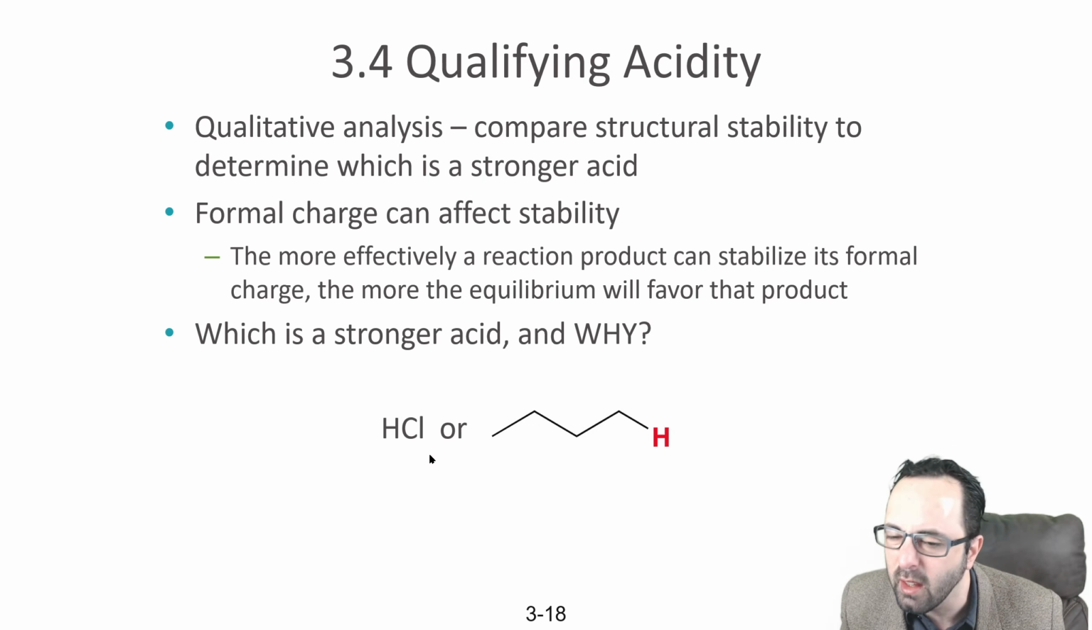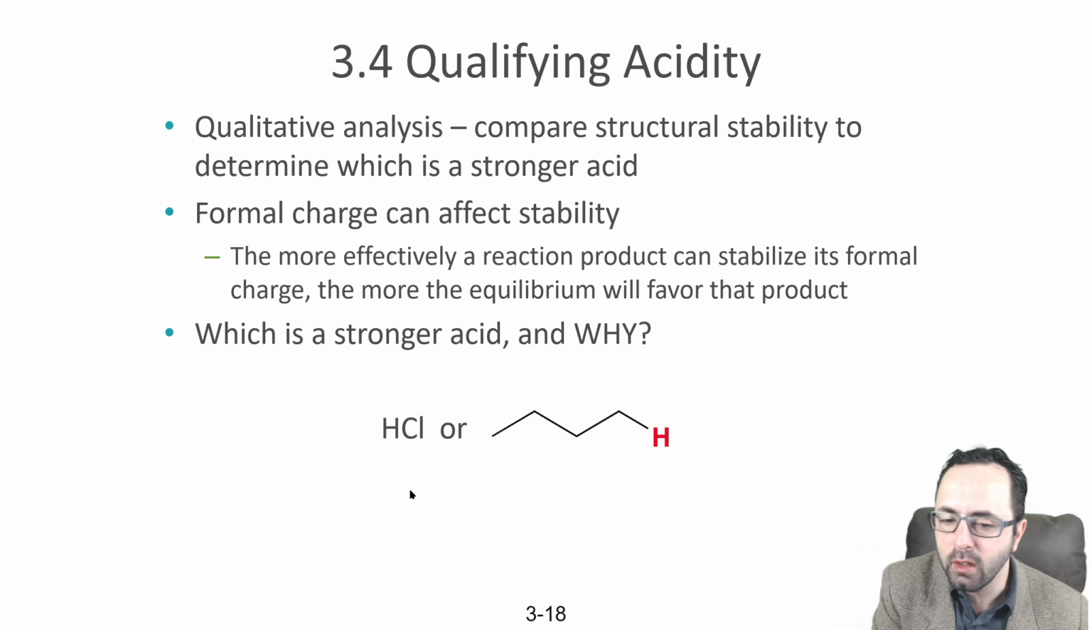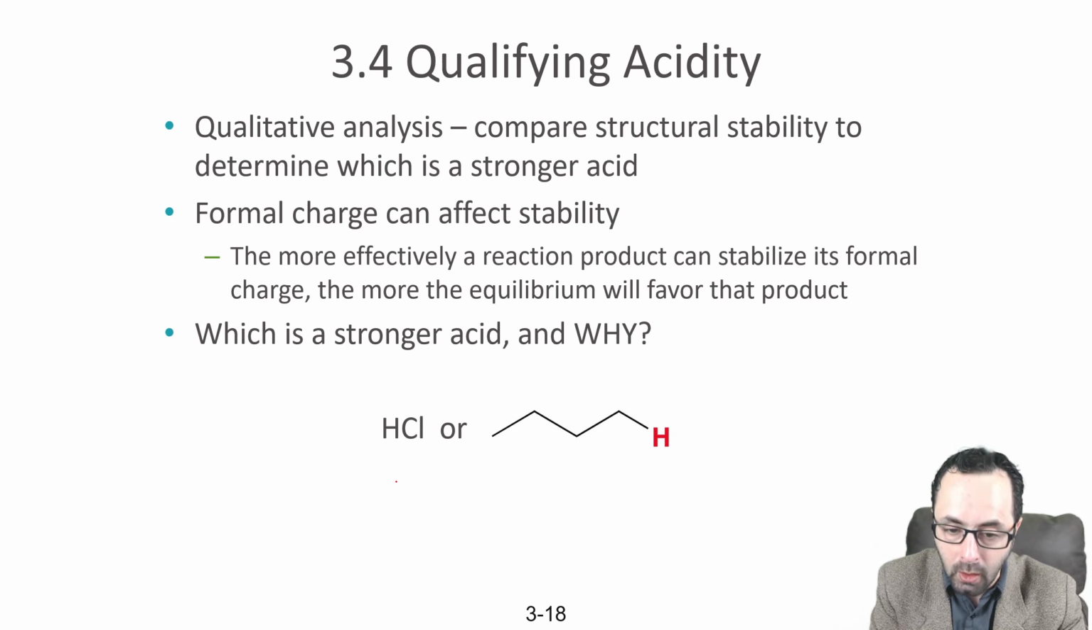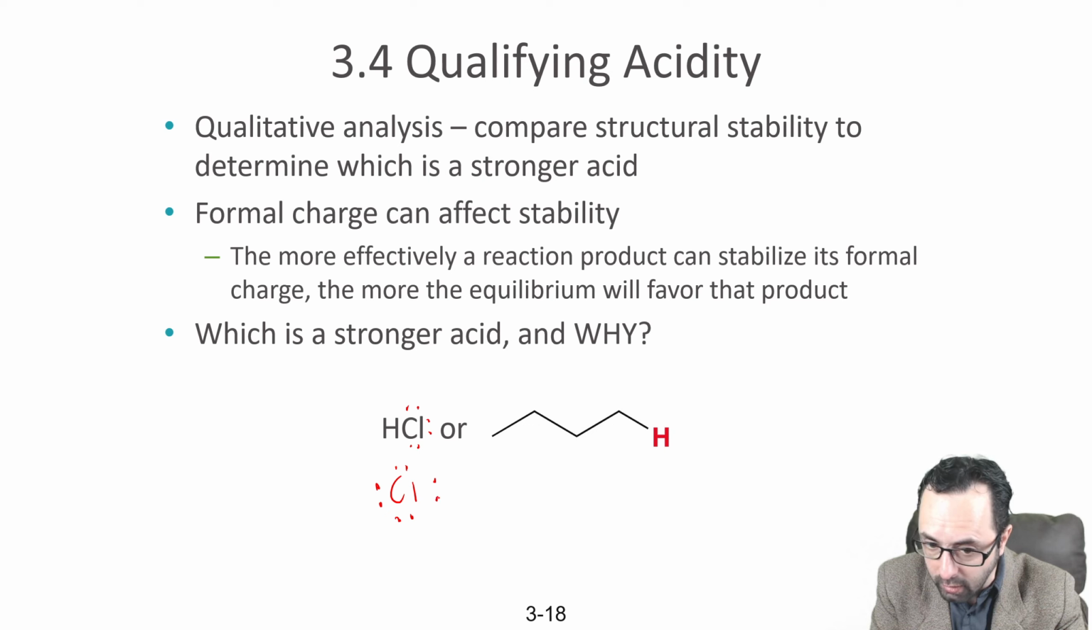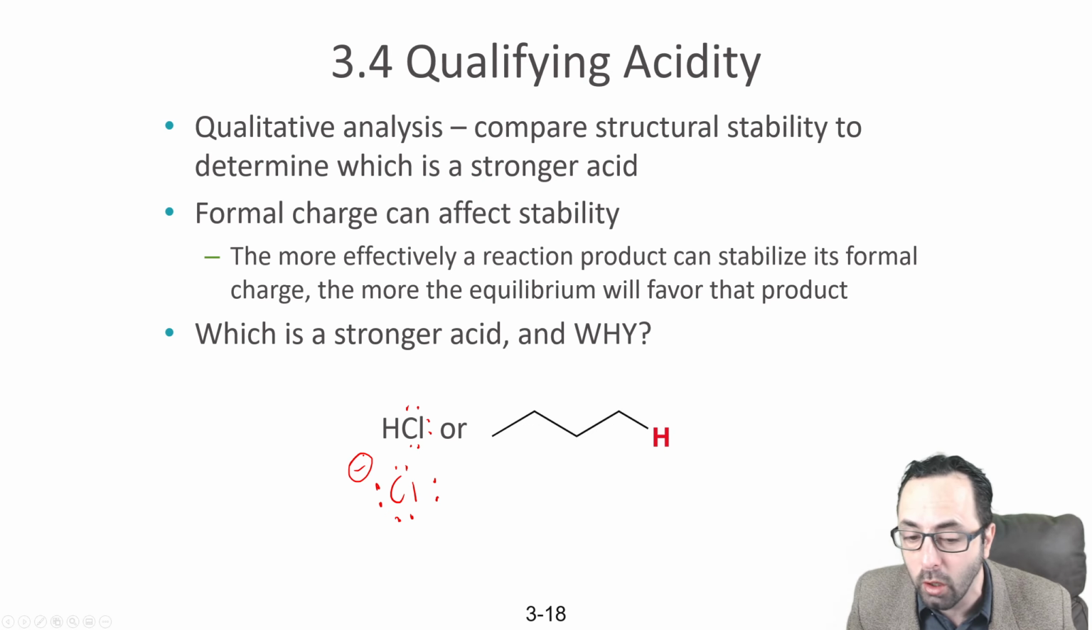So here, which is a stronger acid and why? Well, if we want to know, what we should do is compare the stability of their conjugate bases. So the conjugate base for the chloride ion, after it loses the H+, as we saw in the last lecture, starts with 3 lone pairs right here and a bond to hydrogen. But then the hydrogen leaves and it leaves both its electrons behind. So you get a negative formal charge.